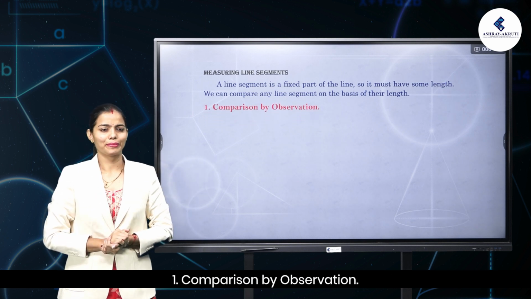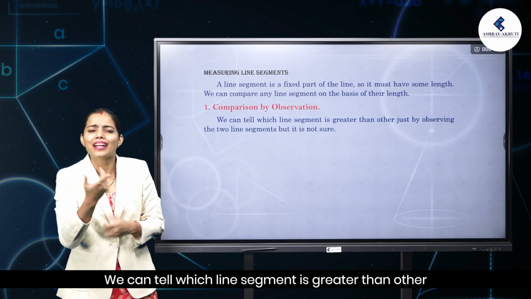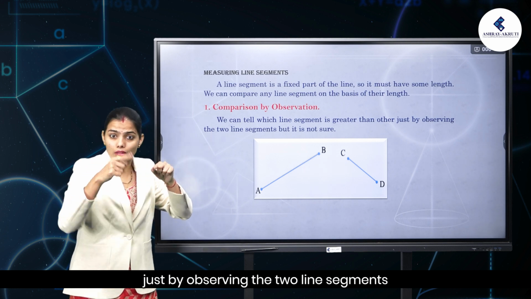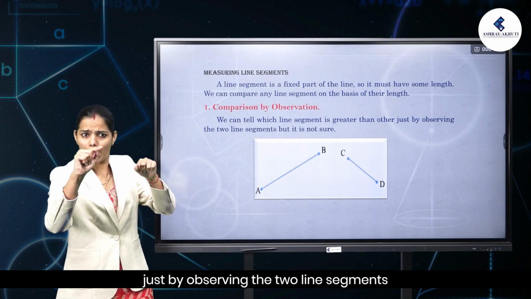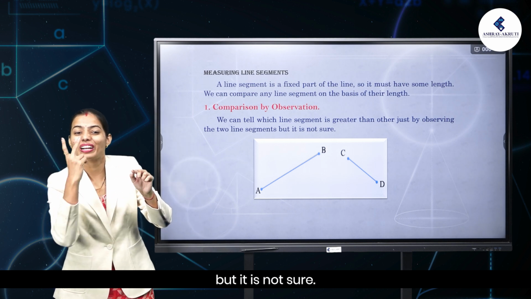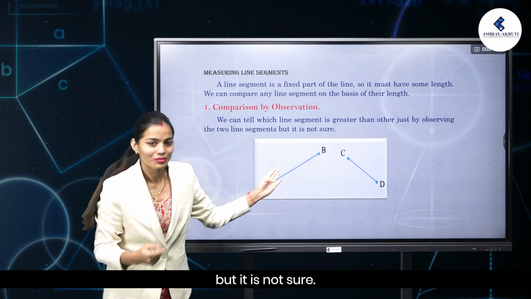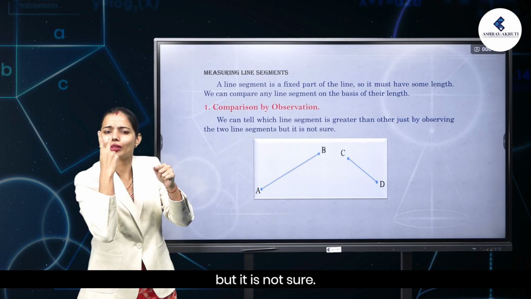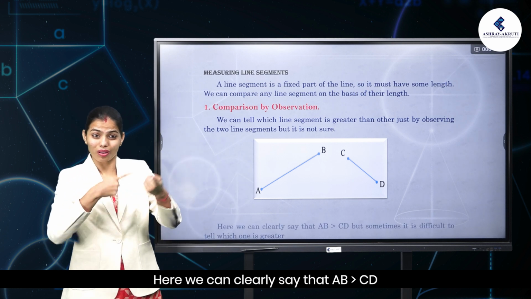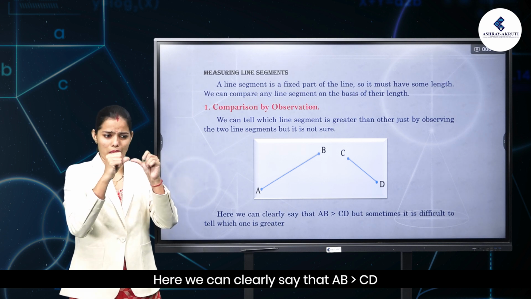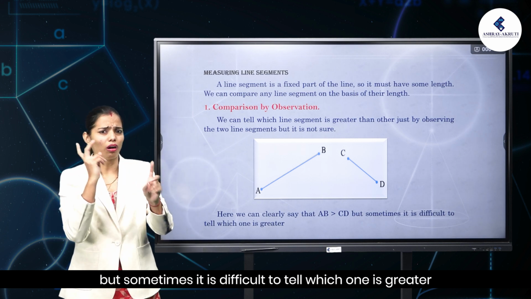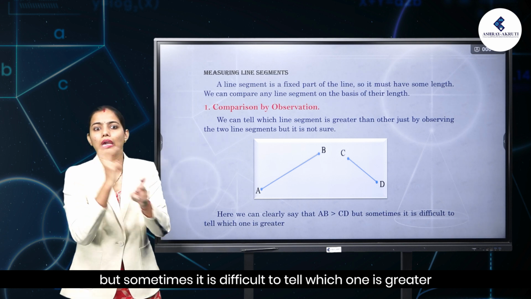Comparison by observation. We can tell which line segment is greater than the other just by observing the two line segments, but it is not sure. Here, we can clearly say that AB is greater than CD. But sometimes, it is difficult to tell which one is greater.